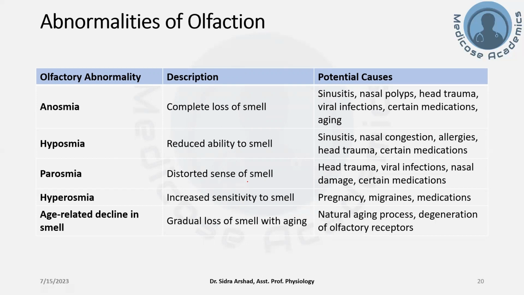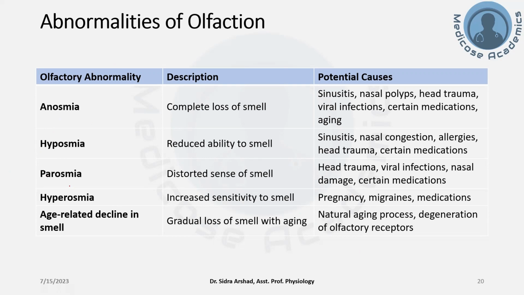Parosmia is the distorted sense of smell, which means that the normal odorant molecules are perceived differently. Parosmia may be seen with head trauma, viral infections, nasal damage, and certain medications. Hyperosmia is the increased sensitivity to smell, which occurs in pregnancy, with migraines, and with medications. The ability to perceive smell also depends upon certain factors which include age and gender.